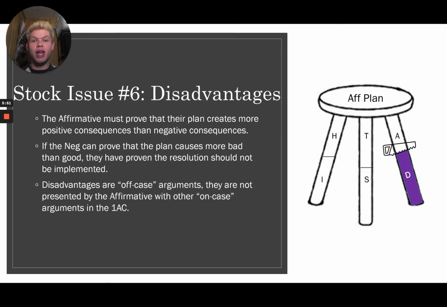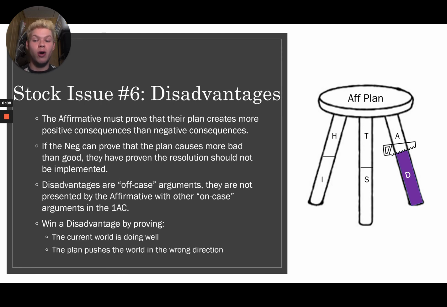Disadvantages are off-case arguments. So the negative doesn't present disadvantages with their other on-case arguments. You get to decide if you want to present disadvantages. And you can win a disadvantage by proving 3 things, which we will also go more in depth on in a later video. You need to prove that the current world is doing well, that the plan pushes the world in the wrong direction, and that will result in a serious problem.